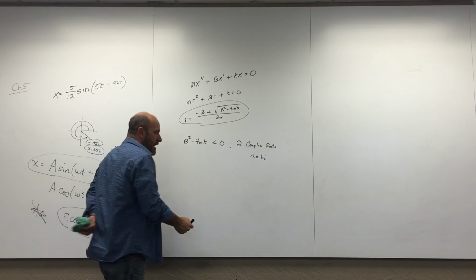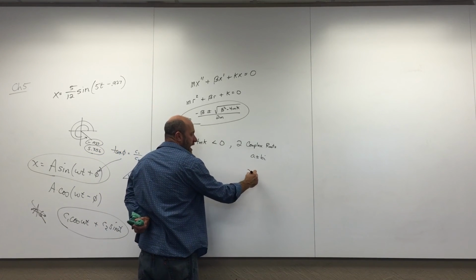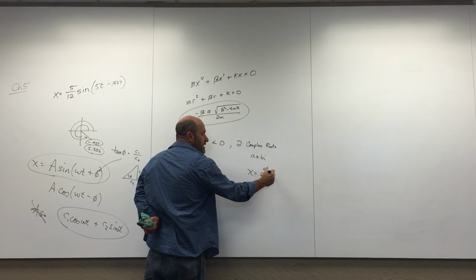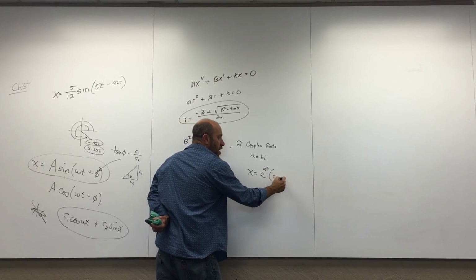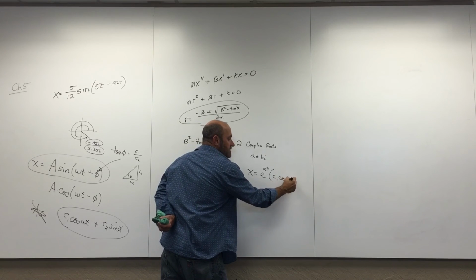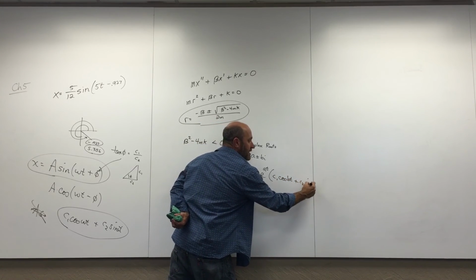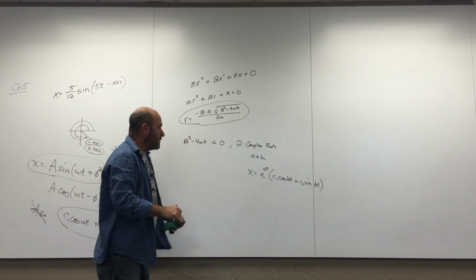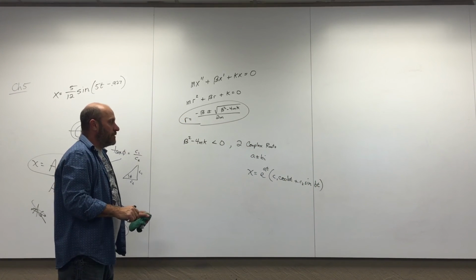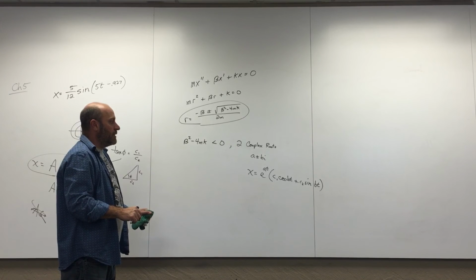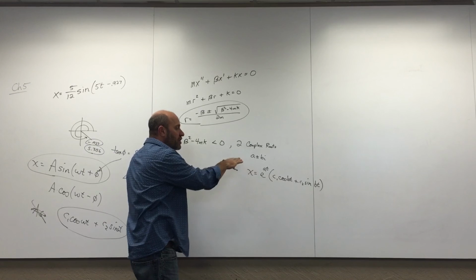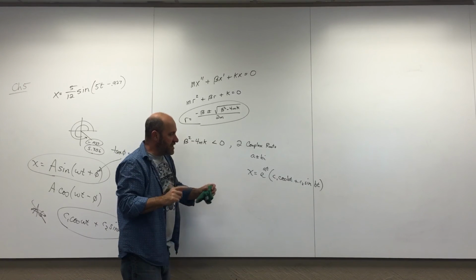And then how would I write my answer? You guys remember how to write your answer? x equals e to the at, c1 cosine bt plus c2 sine bt. Right, you guys? Yep. Now, if we had some real numbers, then it would be cool to plug this in and look at a graph of this.